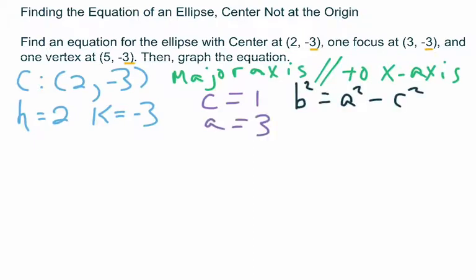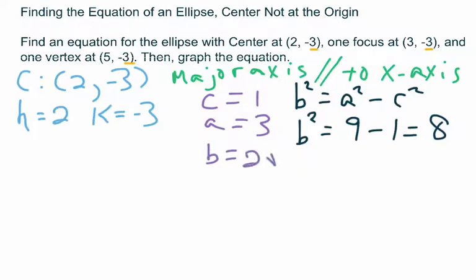We can solve for b using the formula b squared equals a squared minus c squared. In other words, b squared equals 9, which is 3 squared, minus 1, which is 1 squared. So b squared equals 8. From here we know that b would be equal to plus or minus the square root of 8, or we can simplify the square root of 8 to 2 square root of 2.